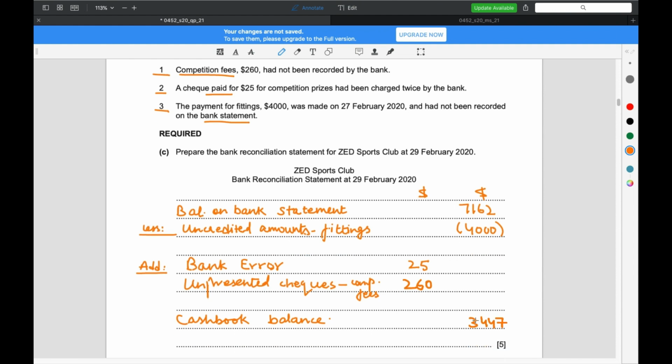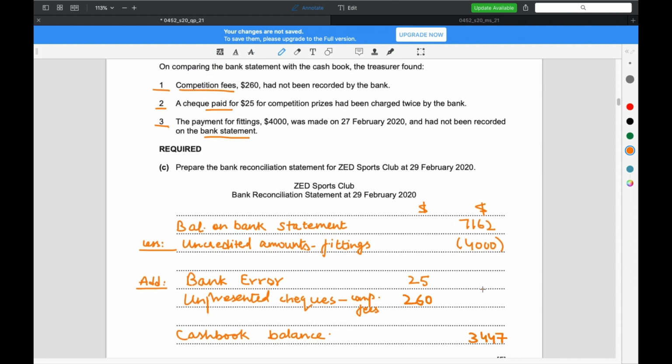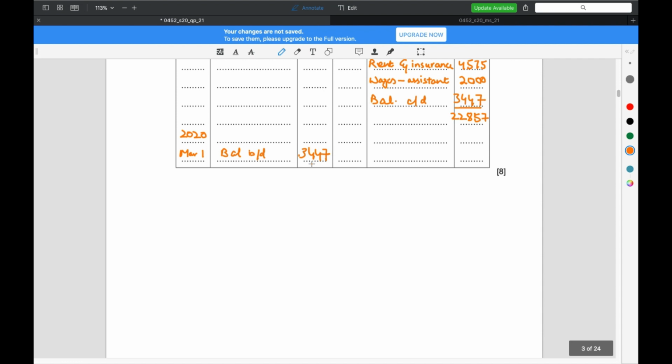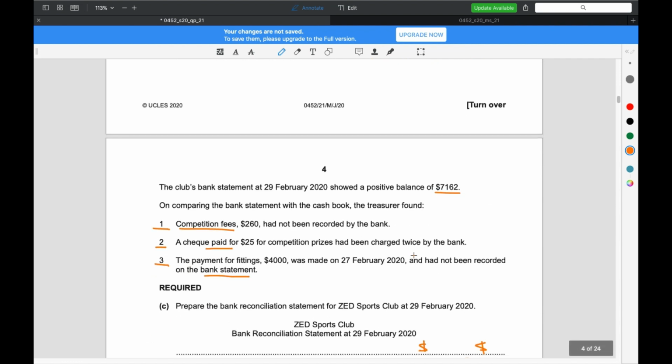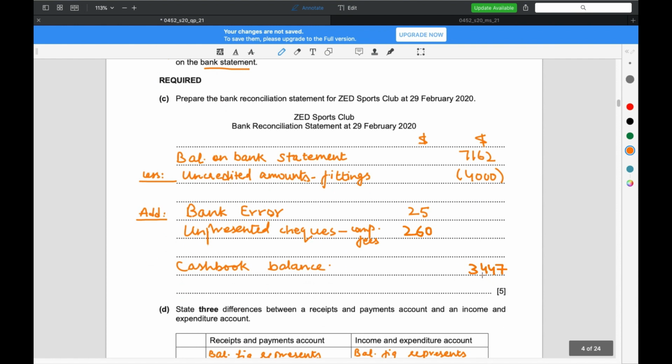All right, and we know that this answer is correct. Why? Because we calculated the closing balance of the bank account or the cash book, which is the same as the answer we have arrived at here. So we know that this is correct.